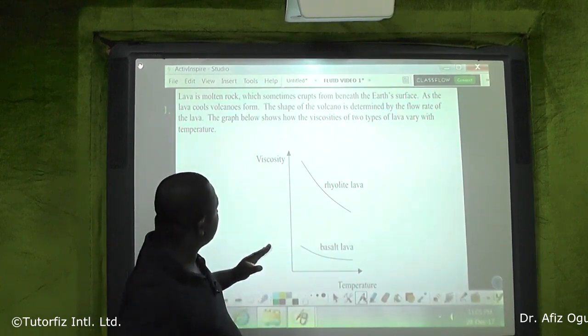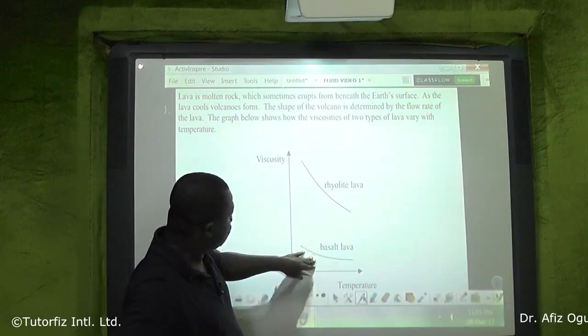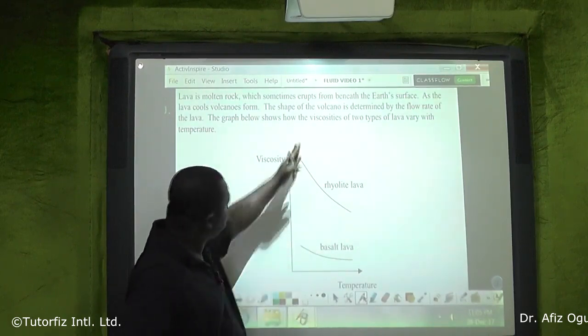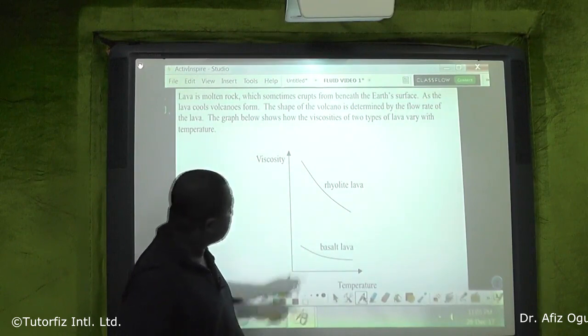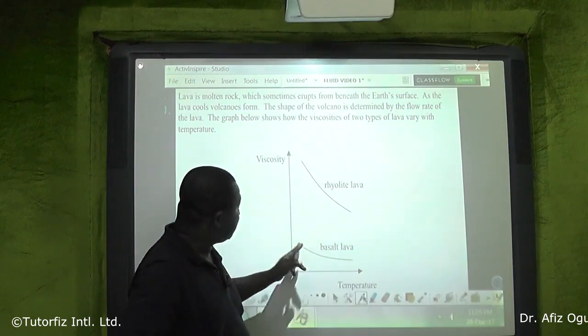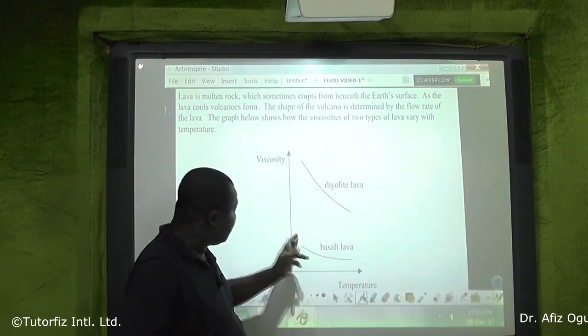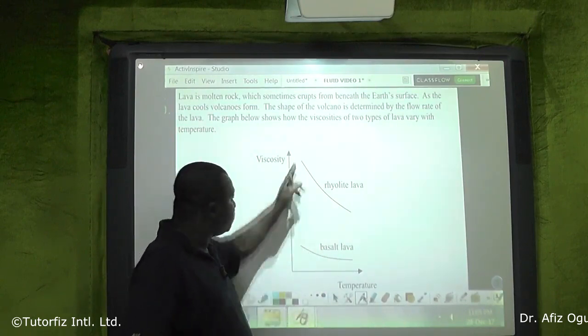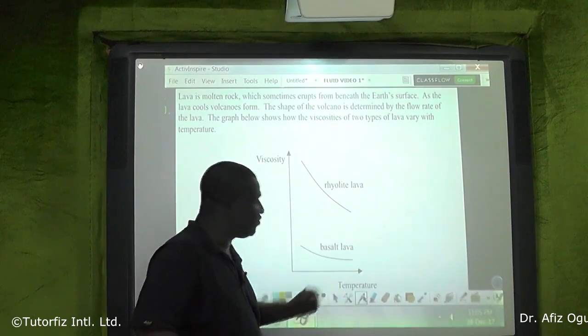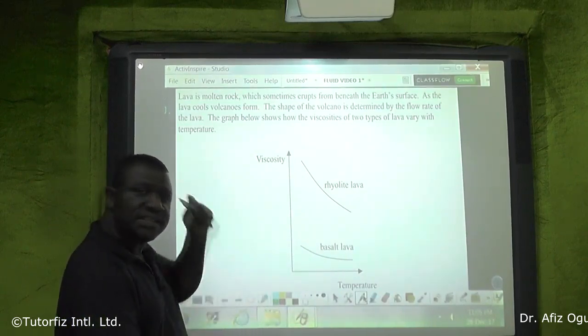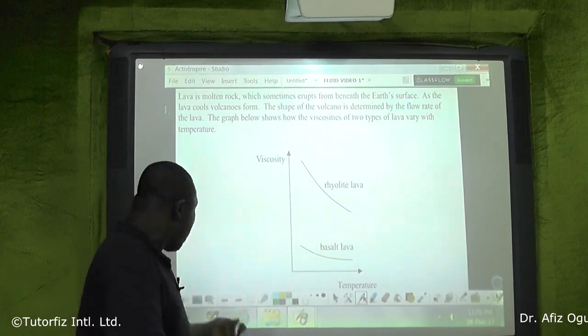Okay, what is the difference here? This one has higher viscosity than this at all temperatures. The viscosity here decreases with temperature, and the viscosity here also decreases with temperature, but the rate of decrease here is higher than the rate of decrease here. You already almost killed it. The thing now is why that will be in your brain.